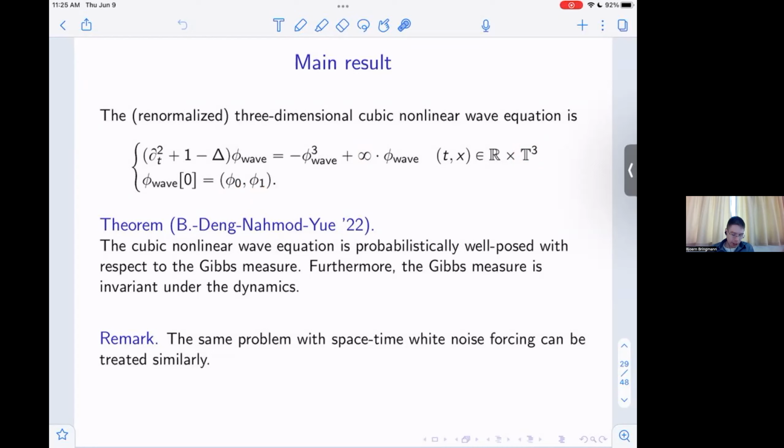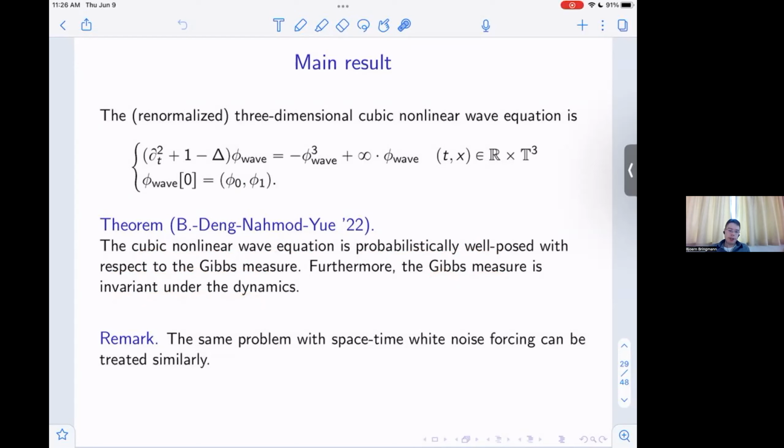Now, here's our theorem. As I said, this is joint work with Deng, Andrea Nahmod, and Hairer-Matetski, and it tells you that this cubic nonlinear wave equation is probabilistically well posed with respect to the Gibbs measure, meaning that if you take your initial data from the Gibbs measure, you can actually solve this PDE globally in time. Furthermore, this Gibbs measure is invariant under the dynamics, by which I mean that at every time, our global solution has a law which coincides with the Gibbs measure. So this is really everything that we wanted to prove, the analog from the ODE setting.